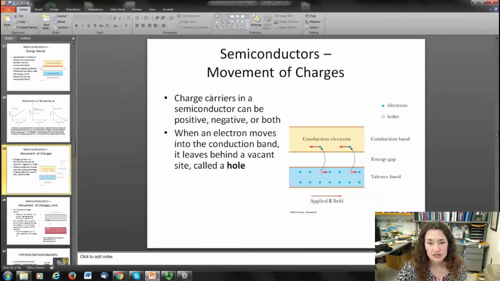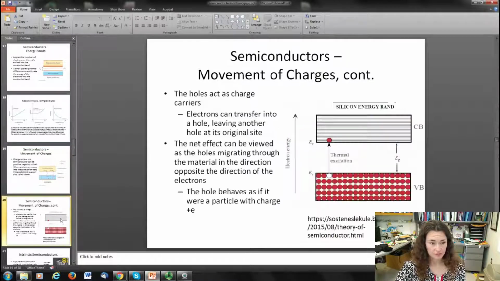Now, charges in a semiconductor can be positive or negative or both. And the reason for that is when you take an electron and you move it into the conduction band, you're actually leaving behind a vacant site. That vacant site has a positive charge, and they call it a hole. So when an electron is excited into the conduction band, you're creating what's called an electron-hole pair, and then both the electron and the hole can move through the material in response to the field.